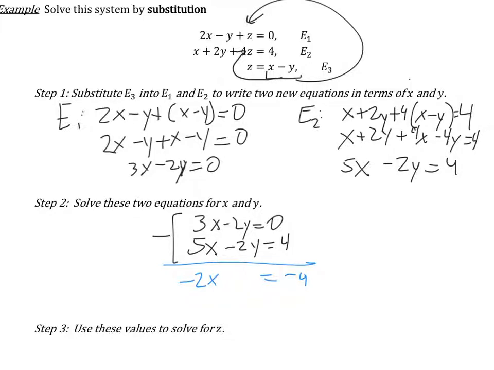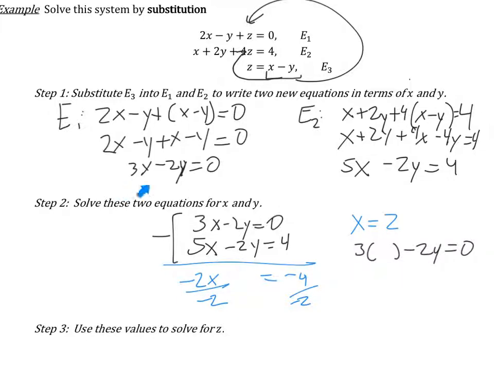If you'd like to go ahead and multiply these all by negative 1 and then change this to adding, you'll get the same result, and that's fine. It's always good to take time and be safe. Divide by negative 2, and we find out that x is 2.